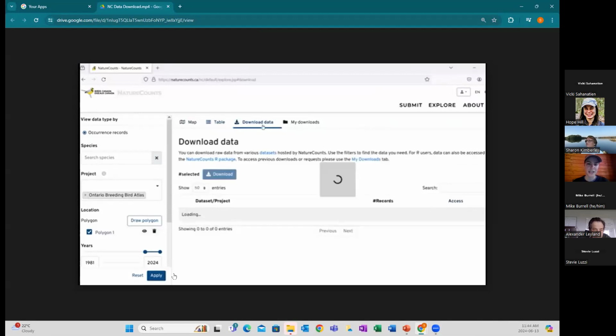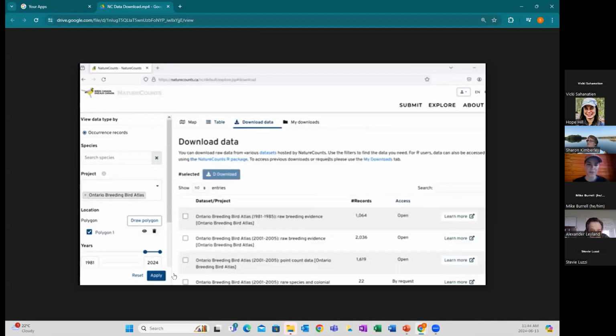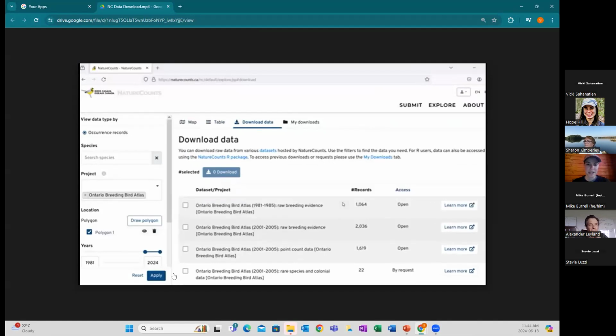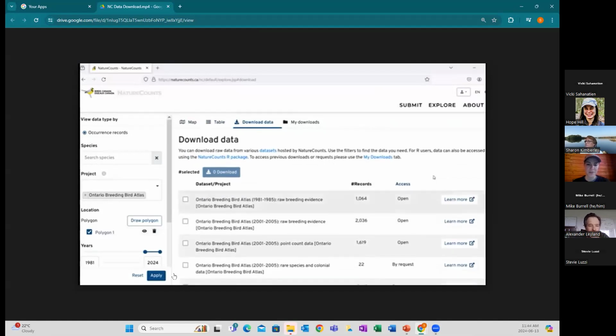And when you go to download data, it'll show you all of the data sets that are within that polygon. So this will show Atlas 1, 2, and 3. Some of the data is open, as you see, and then some of it is by request only, like I showed before. So those rare species and colonial species data are going to be by request only. So I'll check those off, and then I'll press download.